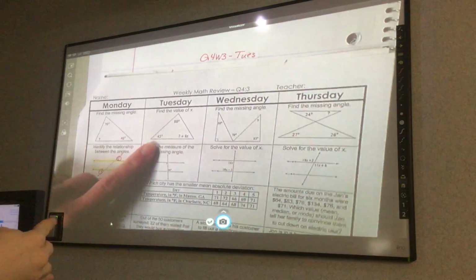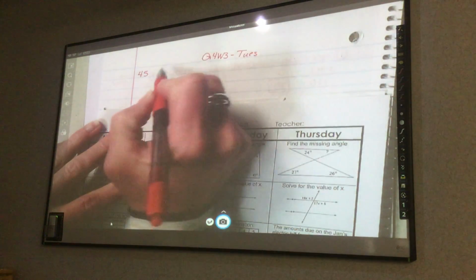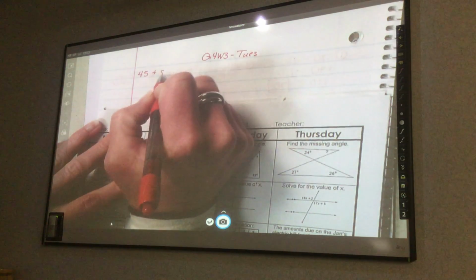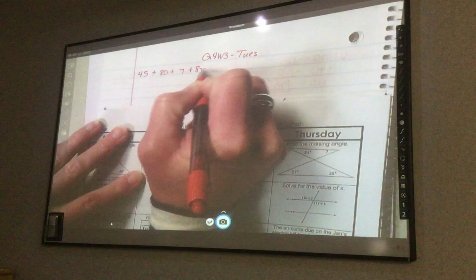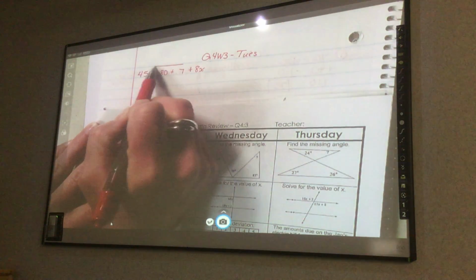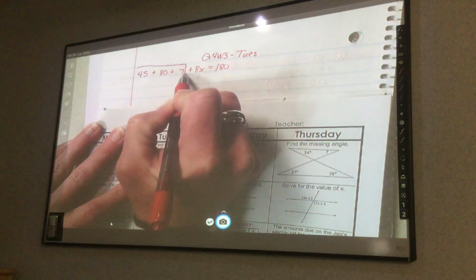Find the value of x. When we add them all up, they have to equal what? Yep, so if I have 45 plus 80 plus 7 plus 8x, equals 180. I'm going to add up all of my like terms first.